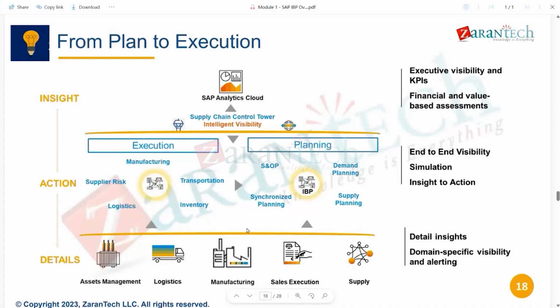Okay, so moving further, the plan to execute, like design to operate, was there for the SNOP process. Similarly, we have a process called plan to execution for the supply chain control tower. At the bottom of this graph, you see the details. Details means the operations or the executions of the products, for example asset management. Then we have logistics, manufacturing operations, sales execution, and finally the supply. These are all the transactional level activities, which are basically the core of the organization.